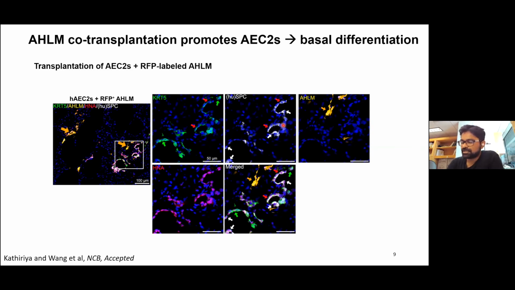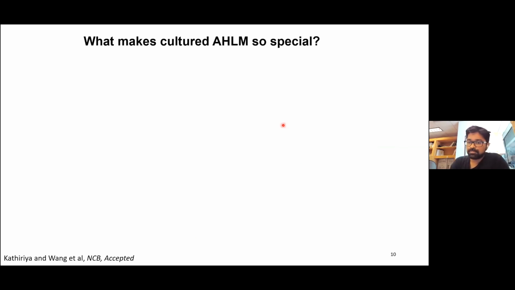We don't know whether these AHLMs can sustain themselves in this injured lung for a long period of time. But at least in this active transdifferentiation, we see their juxtaposition next to these parts. So clearly, AHLM has a role to play. But what is that role, and what makes these cultured AHLM so special?